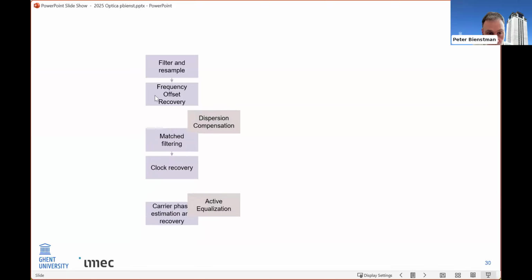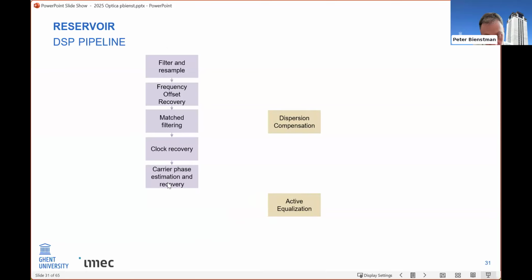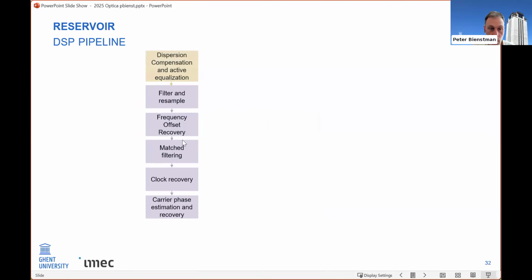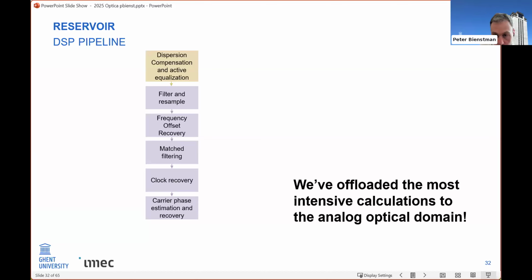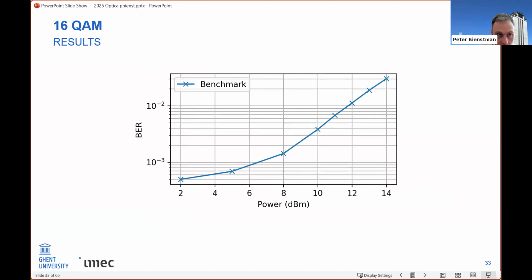So we take these two important blocks out of the DSP chain and we move them up front such that we do them in the optical domain. Very important for getting good performance is that we don't optimize this optical part in isolation, but we really take into account a co-optimization of the whole chain, also including the residual DSP. And this is where we get the most benefit. Important part is that the most time-consuming calculations are now in the analog optical domain.